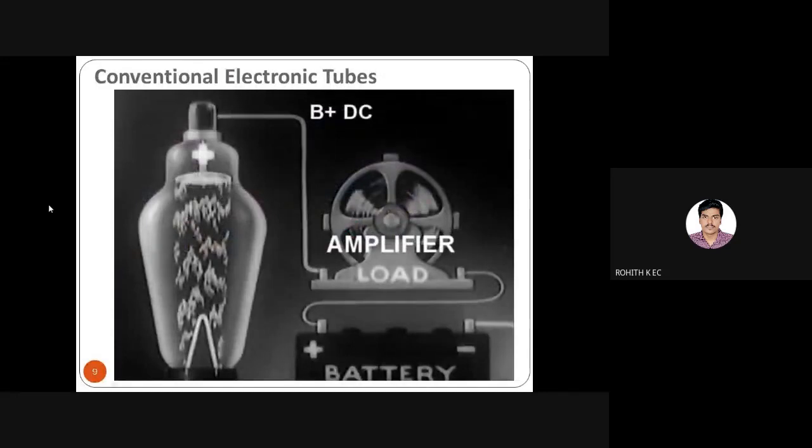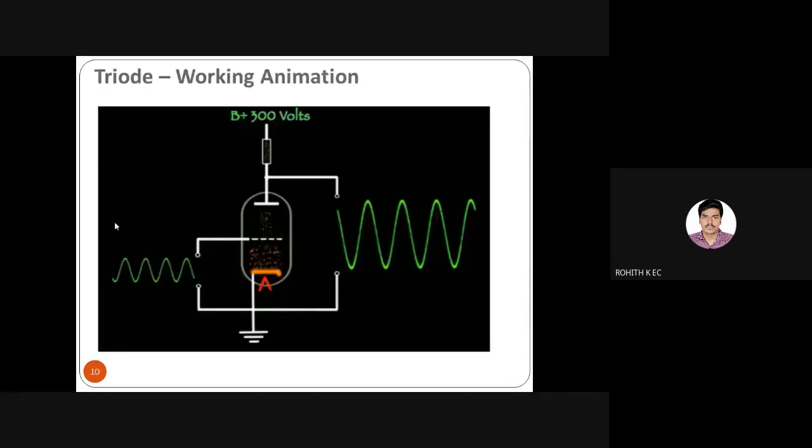And with the help of a few videos and animations, I had explained the working of this vacuum tube, on how it can be used as a switch and how it can be used as an amplifier. So this is the video that I had played maybe a couple of classes ago, just to help you understand how electrons are moving inside a particular vacuum tube, right? And we also saw the animation of this triode.